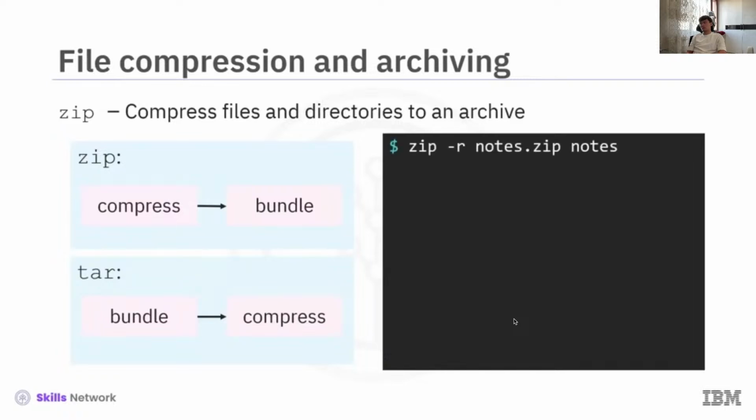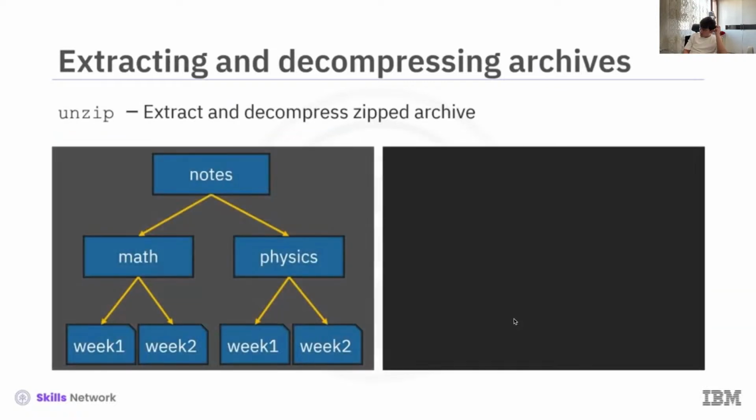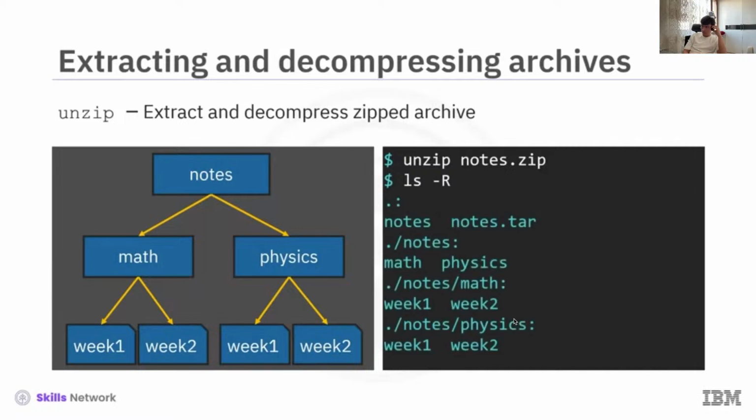To compress your notes directory and package it to a zip file, enter zip -r notes.zip notes. And after entering ls, you can see that the notes.zip archive has been created. The unzip command, as you might guess, extracts compressed files from a zip archive and decompresses them. To unzip your notes.zip file, simply enter unzip notes.zip. After entering ls -r, you can see that unzip has created your notes folder and unpacked your directories and your week 1 and 2 files as expected.